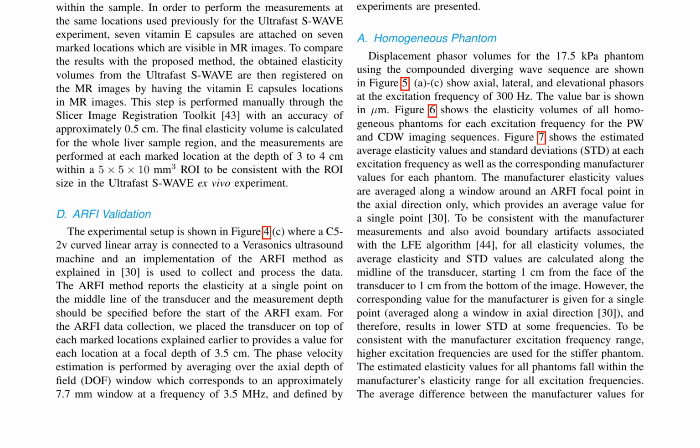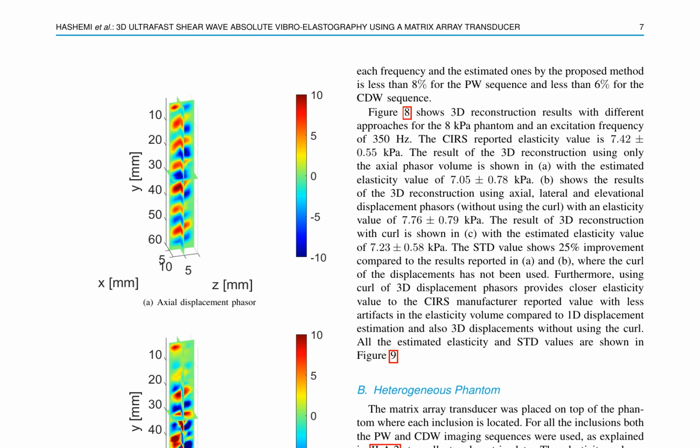Results from phantom experiments demonstrate the accuracy and reliability of the ultrafast SWAVE method, with estimated elasticity values falling within the manufacturer's range for all excitation frequencies. The study's findings on 3D ultrafast shear wave absolute Vibro-Elastography using a matrix array transducer are presented in Figure 5, which displays displacement phasors for the 17.5 kPa phantom.